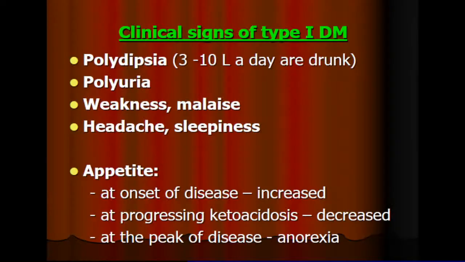Now, clinical signs of diabetes mellitus type 1. Polydipsia, polyuria, weakness, malaise, headache, sleepiness, appetite at onset of disease increased, at progressing ketoacidosis, appetite decreased, at the peak of disease, anorexia.